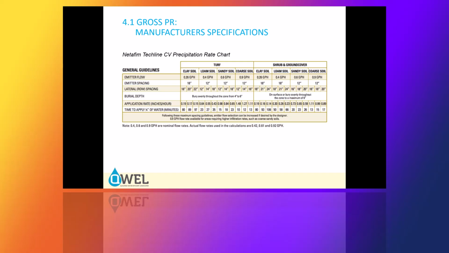It varies based upon the emitter flow rate, the emitter spacing on the drip line, and the lateral spacing of the drip line. But most drip lines should be constant at different pressures within the range as specified by the manufacturers. It's going to vary a little bit due to the differences in line spacing in the field.